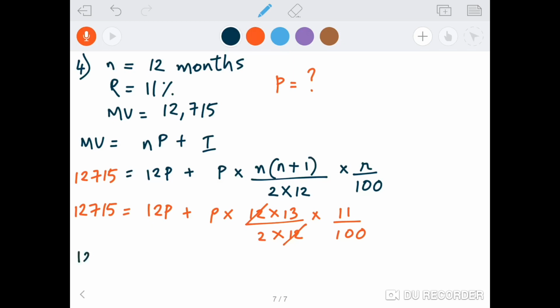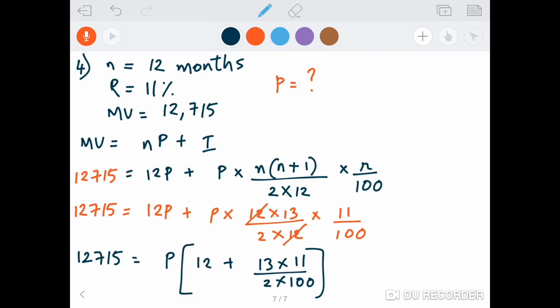12 goes off. Now what I want you to do is take P common. P is a common factor between the first two terms. I would suggest you do this to make your calculations a lot easier. So you're going to get 12 plus, P is outside, 13 times 11 by 2 into 100.